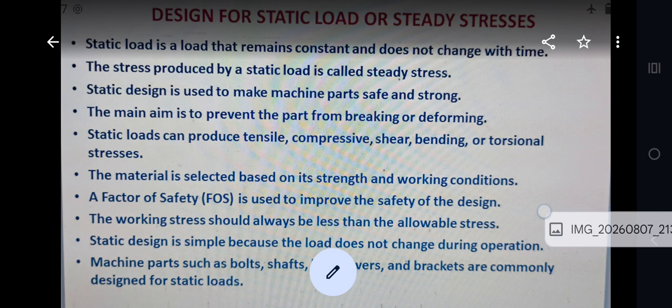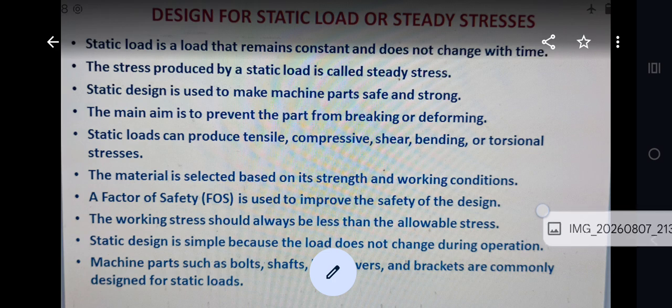Third one is shear stress. When two forces try to slide one portion of the component relative to the other, shear stress occurs. What is the example? Bolt or rivet in a joint. That is the best example for shear stress.